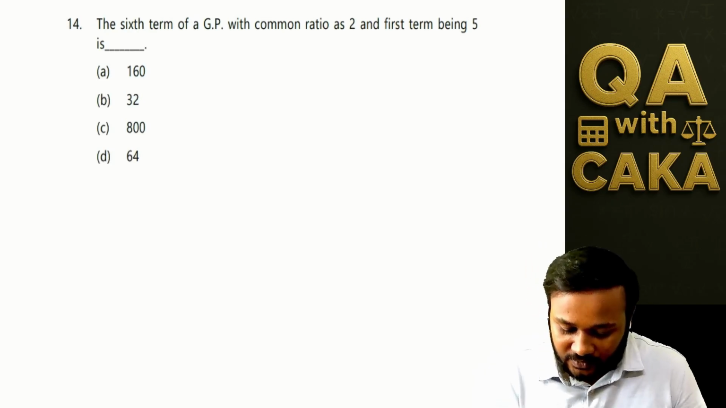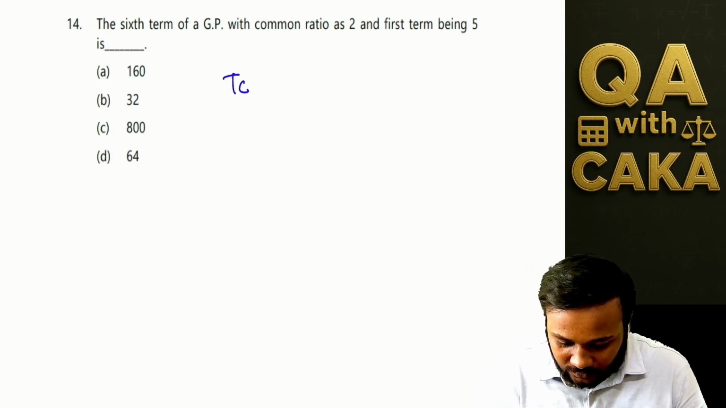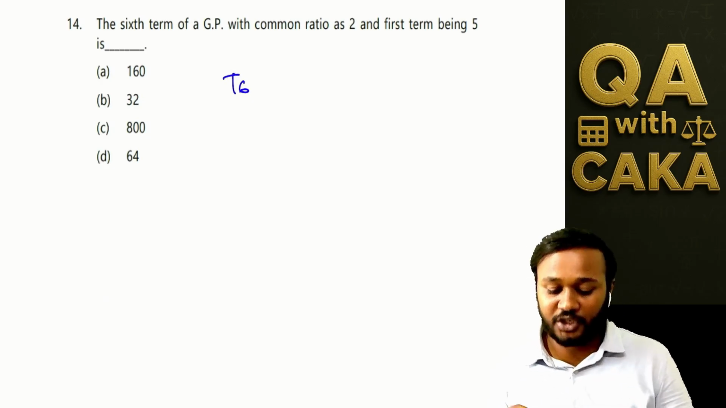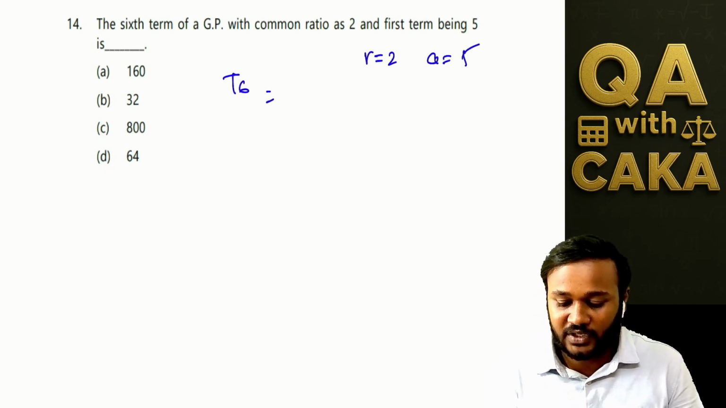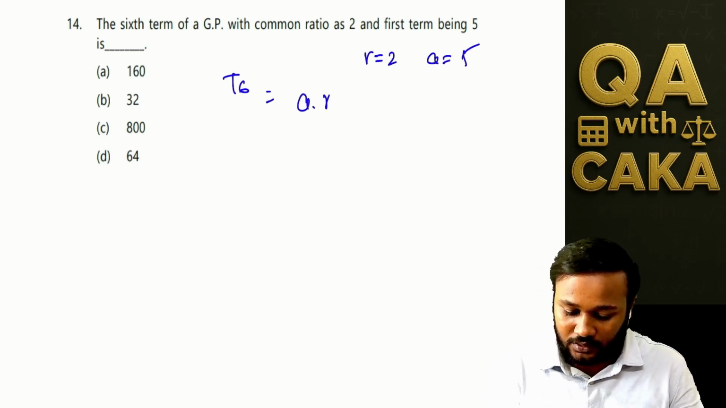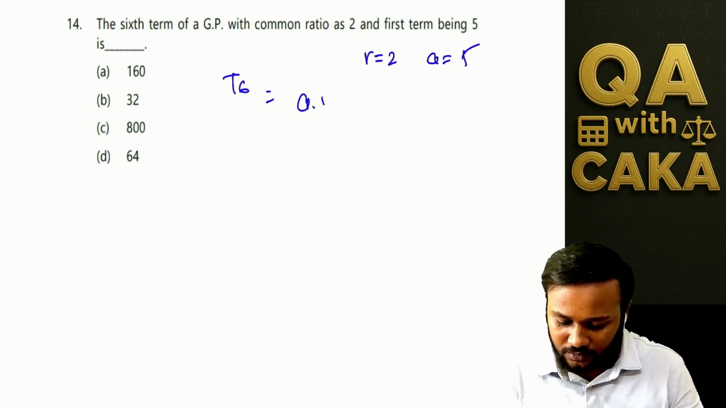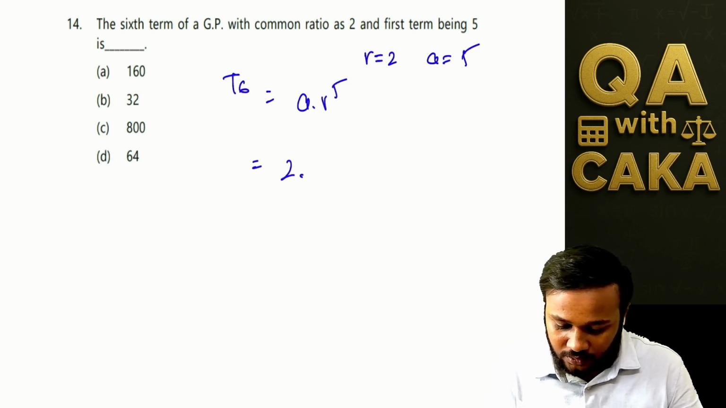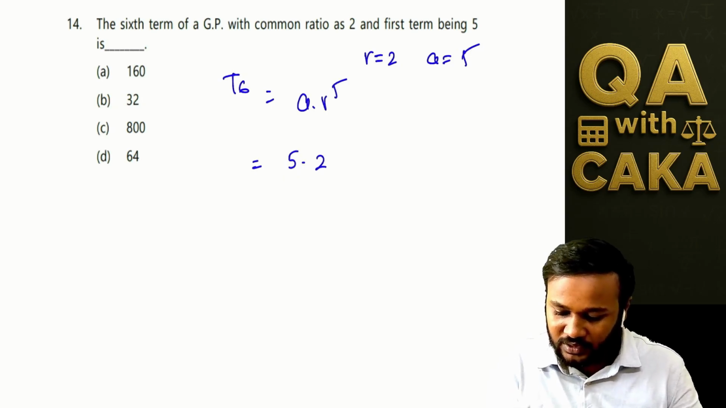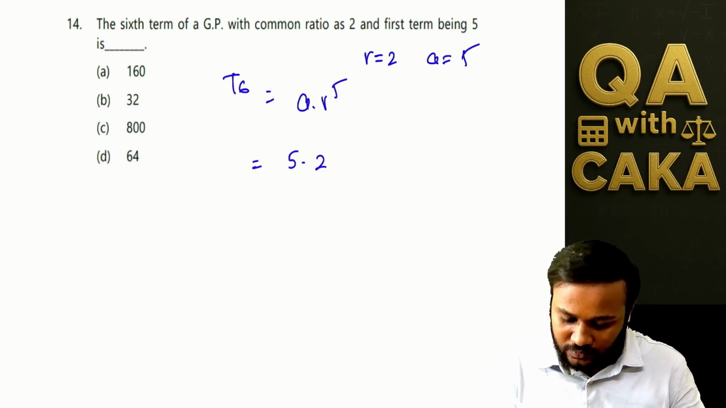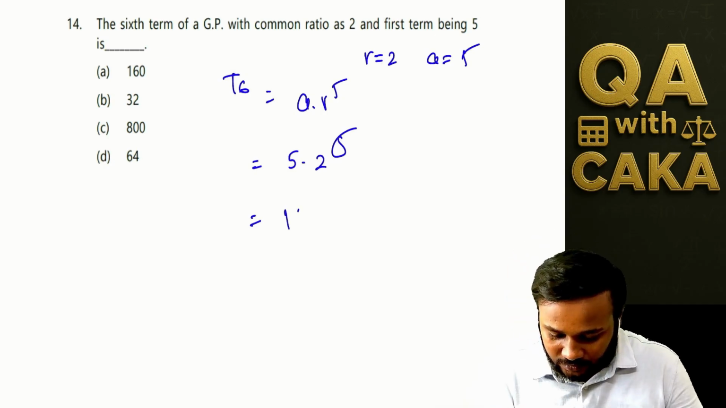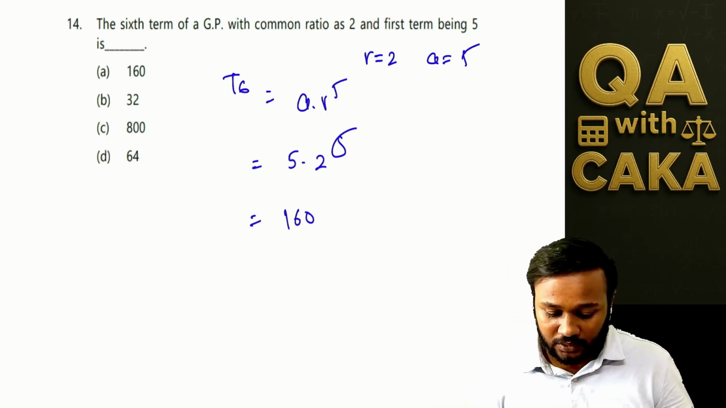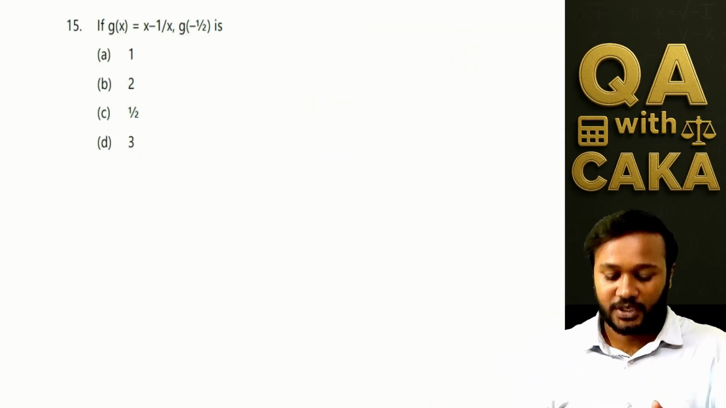The sixth term, T6, of a GP with common ratio R is given. R is equal to 2, and the beginning A is equal to 5. So what is the formula of T6? A into R power 5. 5 into 2 to the power of 5. 2 to the power of 5 is 32, into 5, which is 160. So next one is the 15th one.